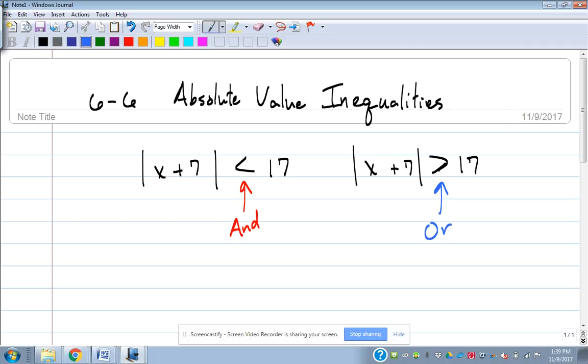The reason is that absolute value is distance away from 0. And if the distance away from 0 is less than 17.